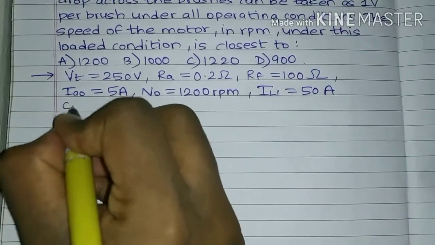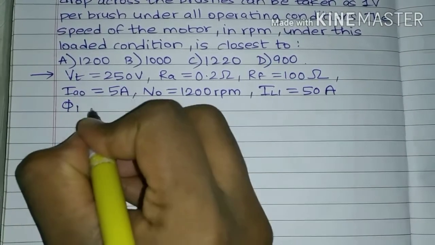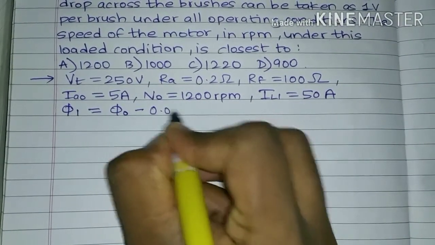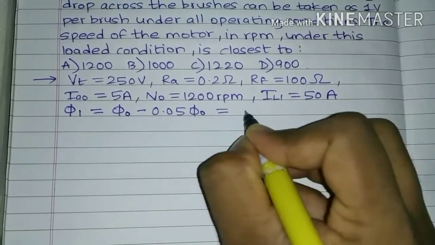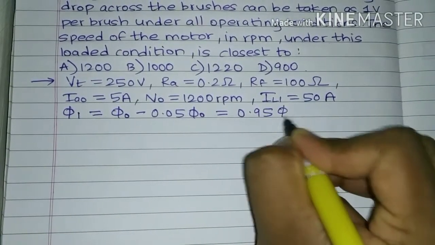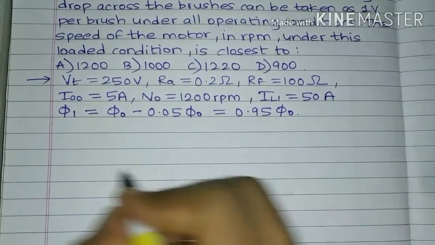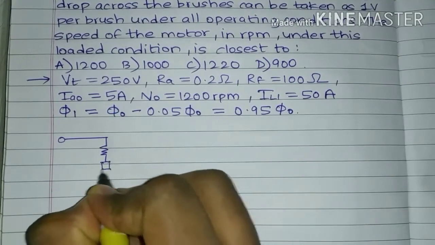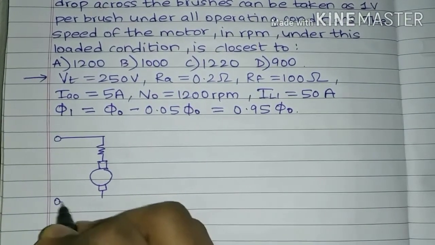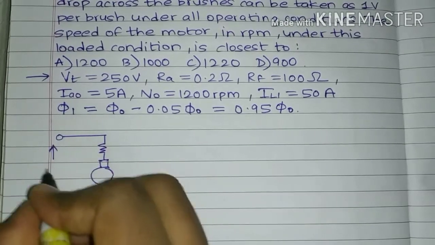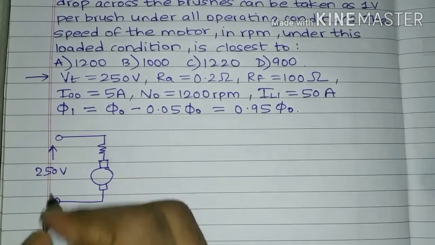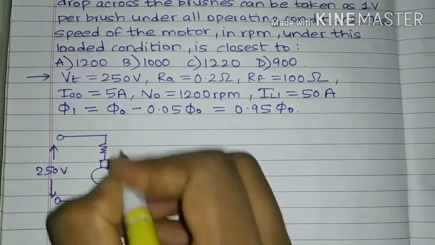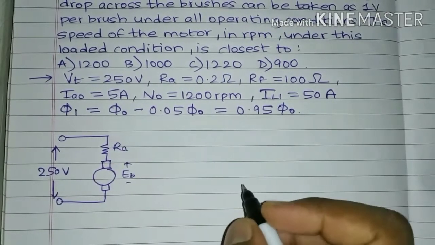Now due to 5% flux reduction, phi1 is equal to phi 0, which is the flux at no load, minus 0.05 phi 0, which is equal to 0.95 phi 0. Now let's draw the circuit of the shunt motor. This is the armature resistance, this is the motor, and here is the supply voltage, which is 250 volts. This is EB, back EMF, RA.